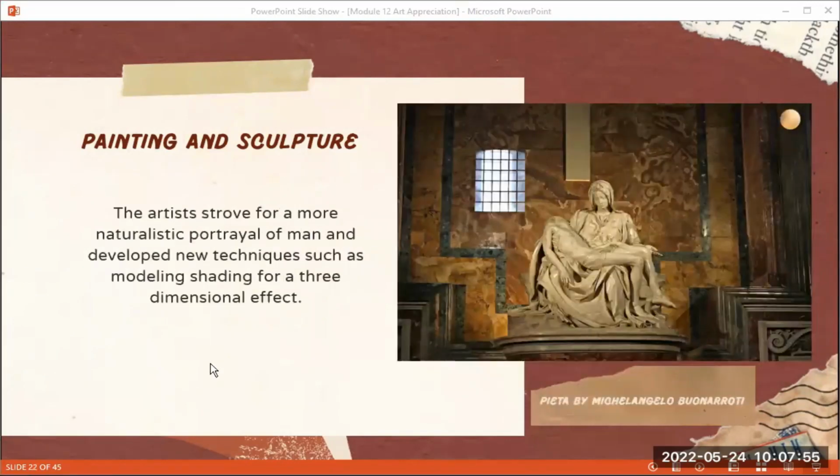Now, the artists strove for a more naturalistic portrayal of man and developed new techniques such as modeling and shading for a three-dimensional effect. Now, this is the famous sculpture created by Michelangelo Buonarroti, and this is called La Pieta. Now, La Pieta shows us the story of the Virgin Mary carrying Jesus Christ right after his crucifixion.